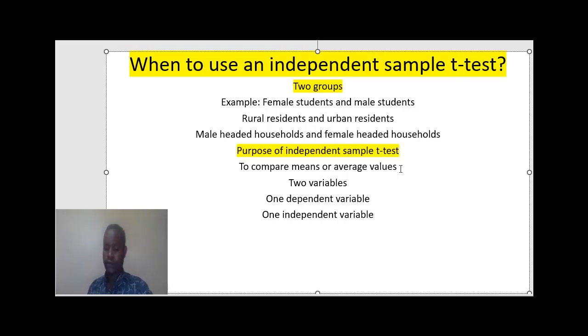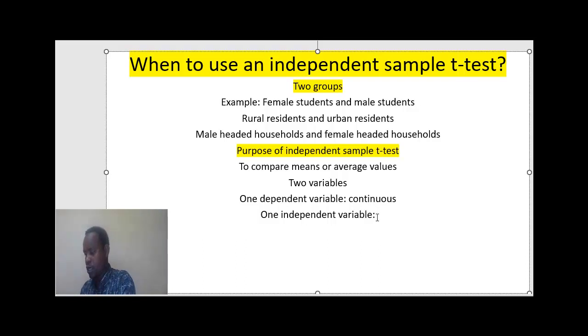Look, okay, the dependent variable must be continuous, and the independent variable must be categorical. Okay. Example. The dependent variable can be income. Okay, income as dependent variable.